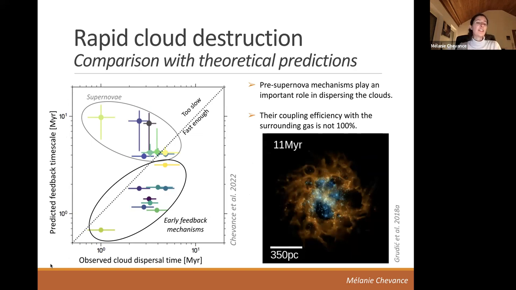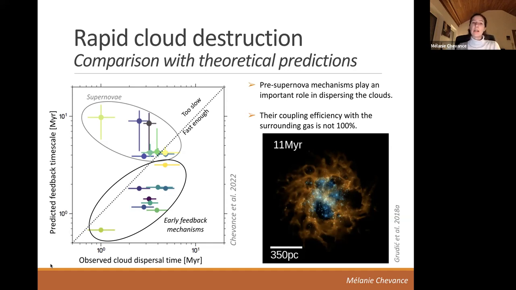So this plot here shows the predicted feedback timescale from the analytical formula that I showed on the previous slide, as a function of the observed cloud dispersal time. There is a one-to-one relation here, where if the data points are above the line, it means that the predicted feedback is longer than the observed feedback time. So the prediction is, in a way, too slow to destroy the clouds. For the data points below the one-to-one line, it means that the prediction is faster than what we see, and this mechanism is able to destroy the cloud. It's fast enough to destroy the clouds.